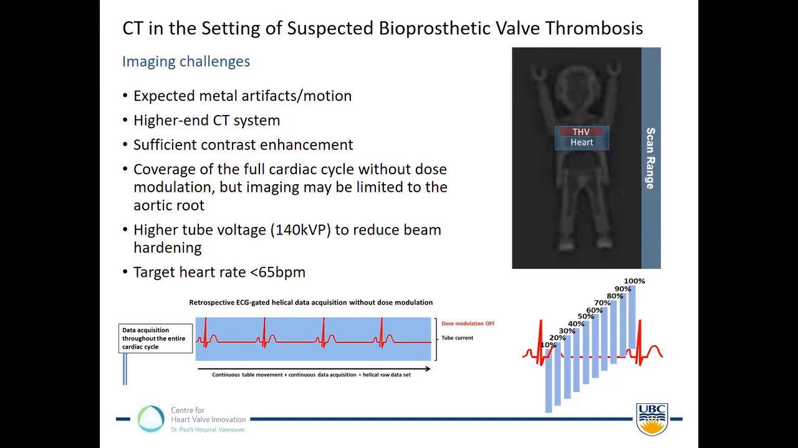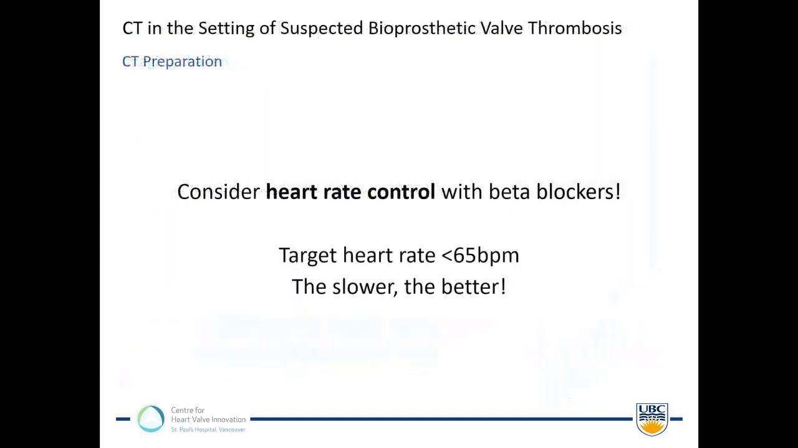You can employ higher tube currents, for example, 140 kVp, which may decrease the amount of beam hardening artifact. And I think the most important aspect is the target heart rate. Those patients at one point had aortic stenosis, and I think in coronary artery imaging, you're used to lower the heart rate to your institutional target heart rate. In patients with aortic stenosis, you will obviously not do that. Otherwise, you're going to end up with high frequency of CPR and code blues.